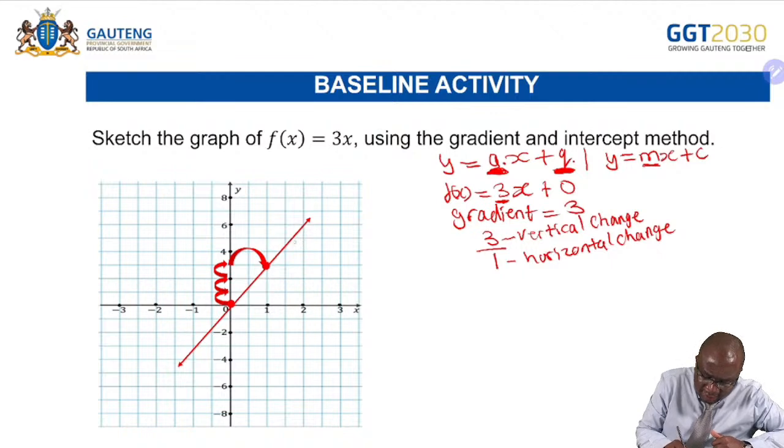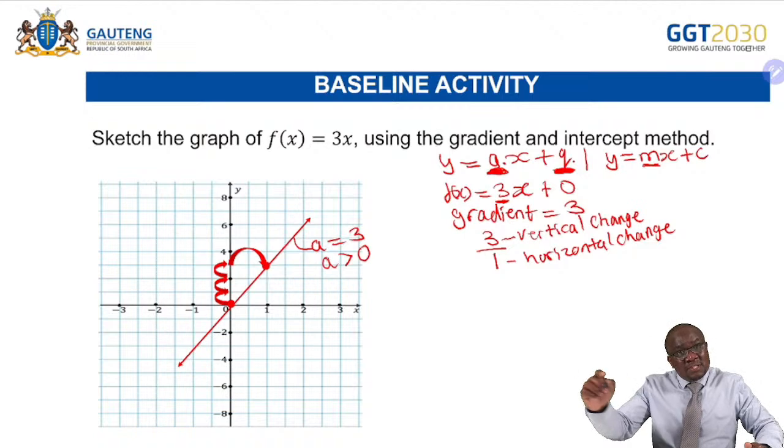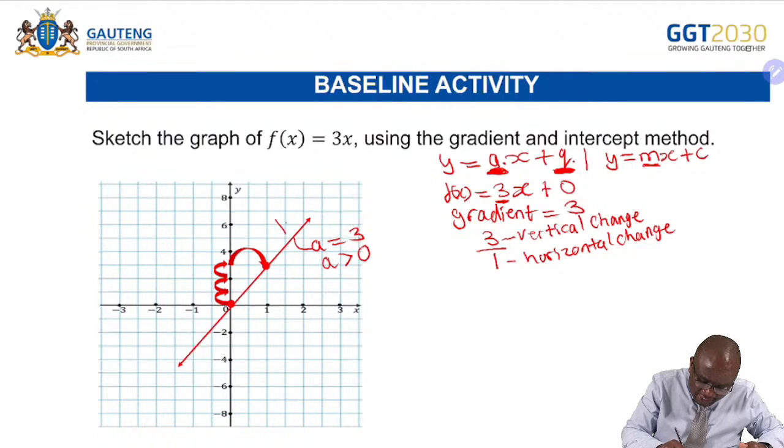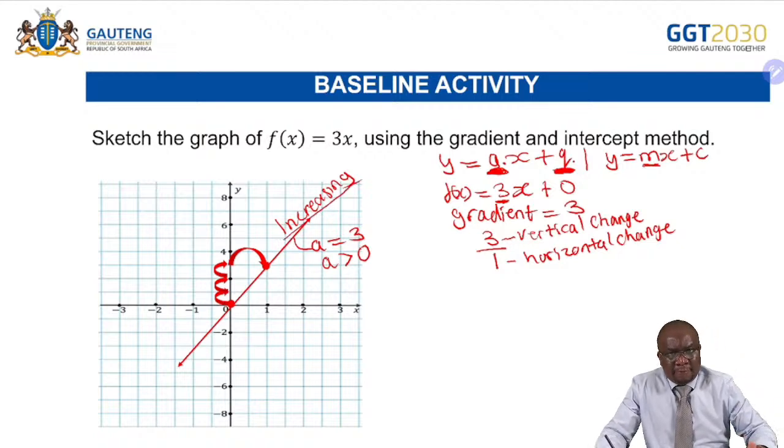Now, our gradient here, if you check, our A is equal to 3, or we're saying that the gradient is greater than 0. The gradient is positive. So if the gradient is positive, what can you say about the graph? Is the graph an increasing graph or decreasing graph? It is increasing. Do you see that as the x values increase, the graph is going up? So if A is greater than 0, if A is positive, the straight line graph is increasing. Okay, right. Let's move on to the next one.